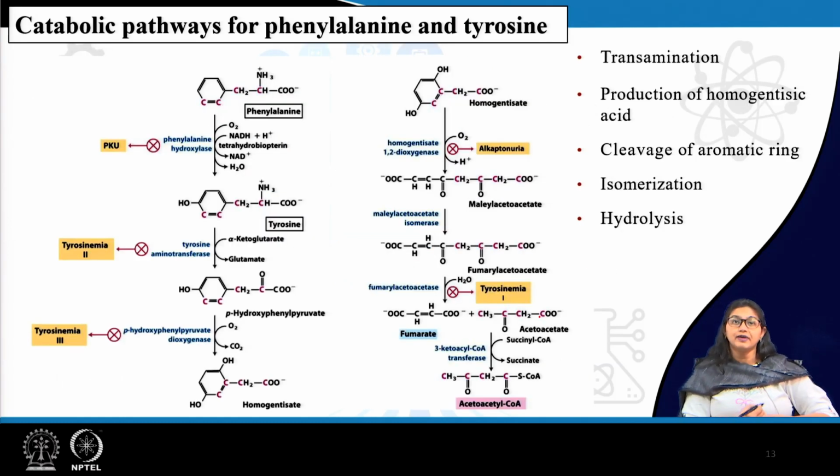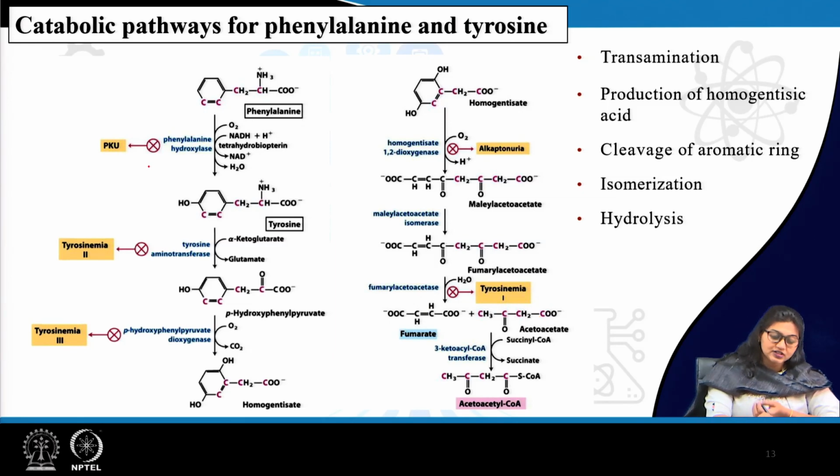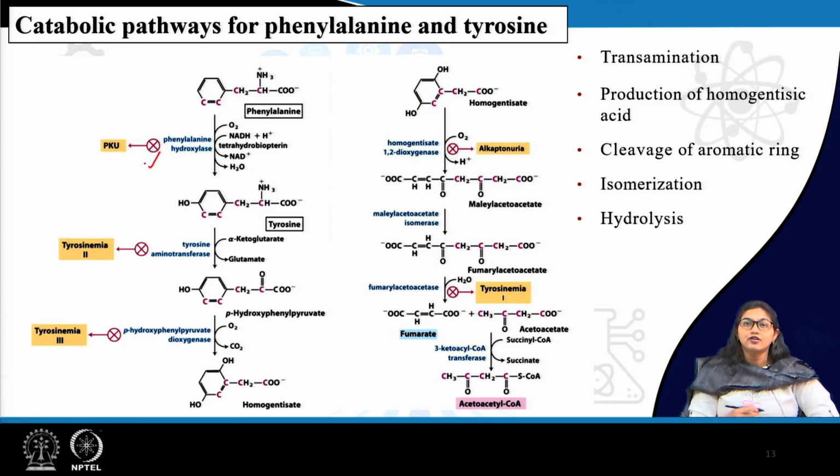So, this is the complete catabolic pathway of both phenylalanine as well as tyrosine, where phenylalanine via phenylalanine hydroxylase forms tyrosine. Then this tyrosine undergoes transamination via transaminase to form para-hydroxyphenylpyruvate. Then para-hydroxyphenylpyruvate forms homogentisate with the help of the enzyme dioxygenase.